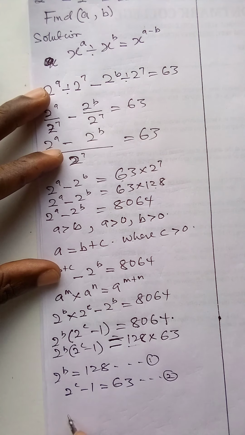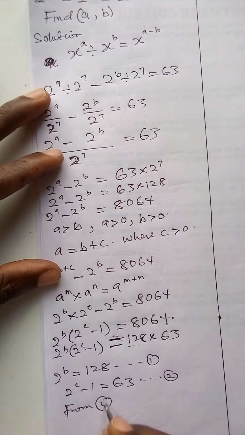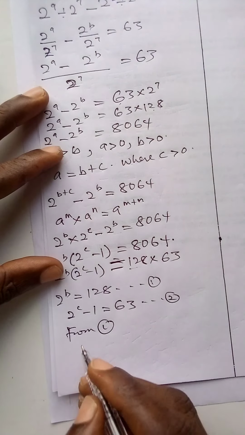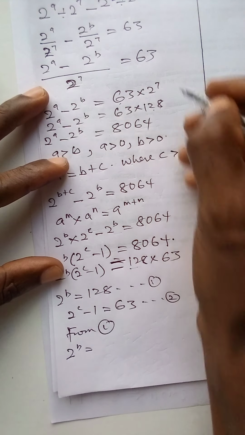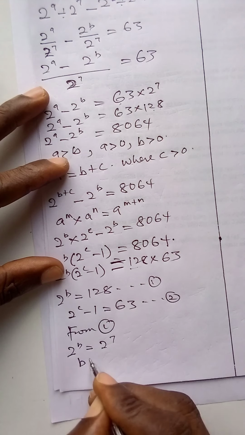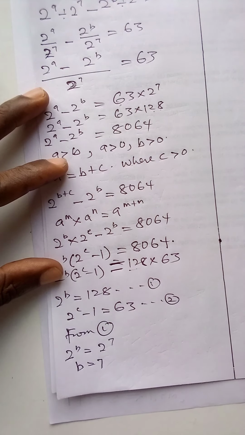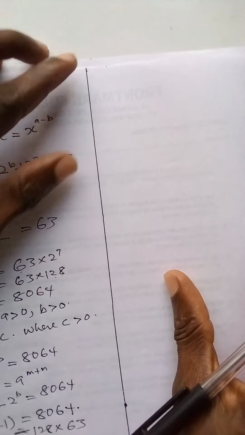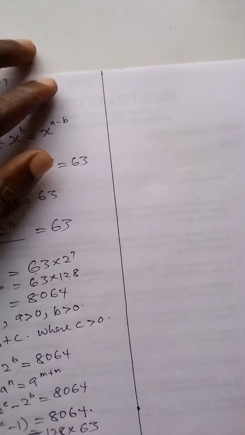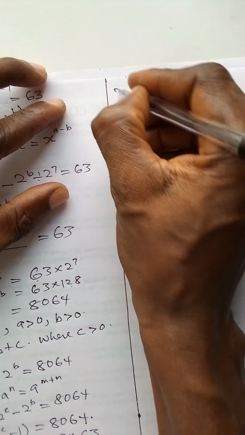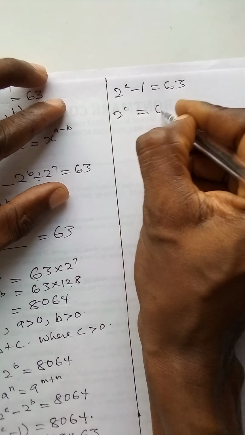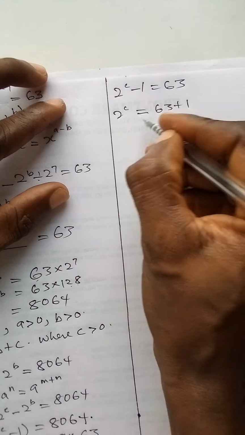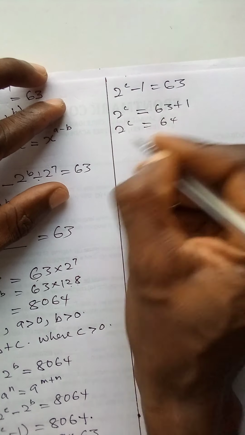Using equation 1, we can easily find the value of b. That becomes 2 to power b will now be, remember 128 is 2 to power 7. So b is equal to 7. Having had the value of b, we can also proceed to find the value of c. So 2 to power c minus 1 is 63. And 2 to power c will now be 63 plus 1. 63 plus 1 is 64. 2 to power c is 64.